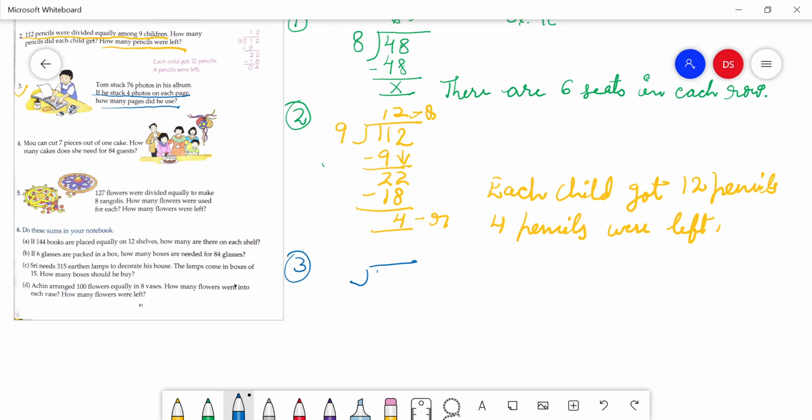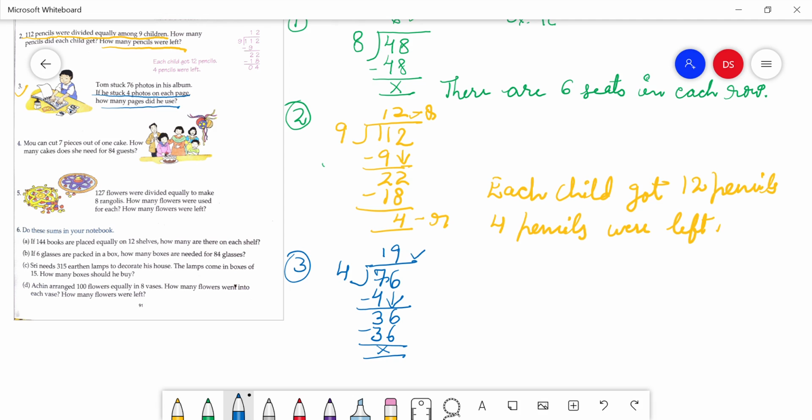So this is the dividend. And he stuck 4 photos on one page. So we will divide 76 by 4. 4 ones are 4. Subtract it and we got 3. Bring down the next number, that is 6. Now it is 36. We will read the table of 4 to get 36. 4 nines are 36. 36 minus 36 is 0. The answer is 19. And now we will read the question again.